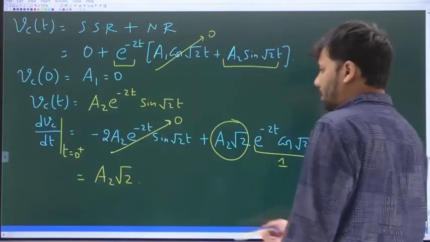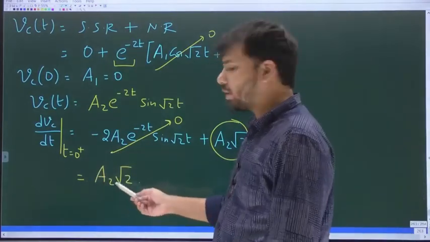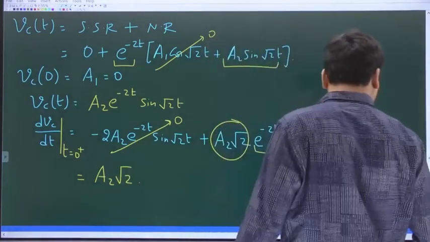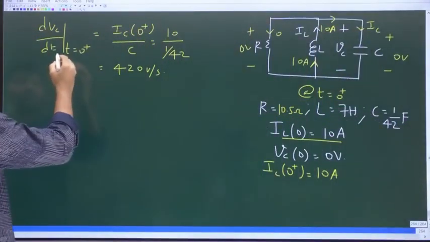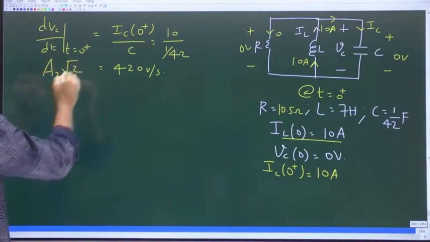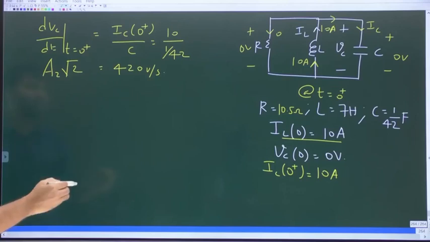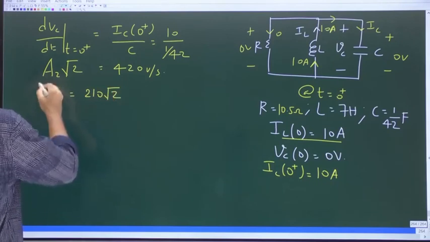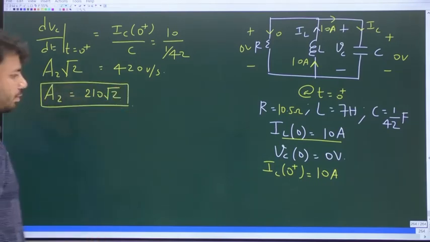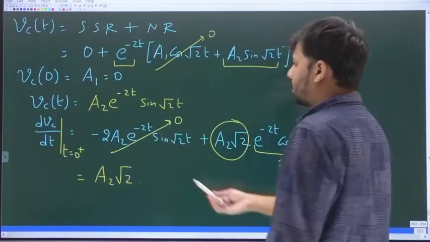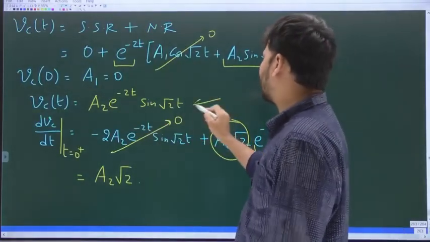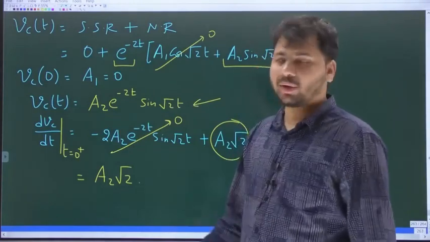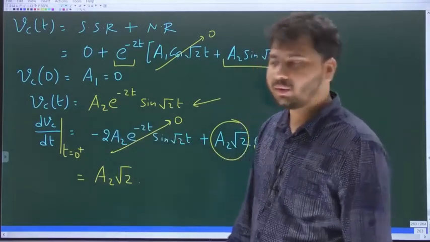Previously, we found that dvc by dt at 0 plus is a2 root 2. That means this a2 root 2 should be equal to 420. I'll do it here. So left hand side, I'll write a2 times root 2. Now this root 2 will go to the other side. So a2 will become 210 root 2. What is our Vc of t expression? This a2 e power minus 2t and then sine root 2t. Now we have the value of a2 as 210 root 2.